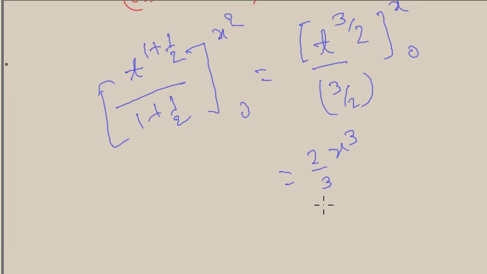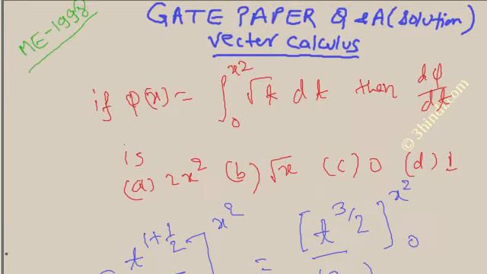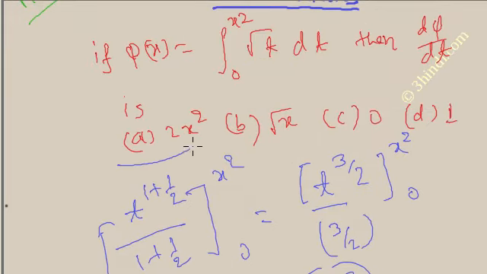Now if you differentiate this with respect to x, d phi by dx is equal to 2 into 3 divided by 3 into x square, so twice x square. So twice x square is the answer. This is the correct answer.